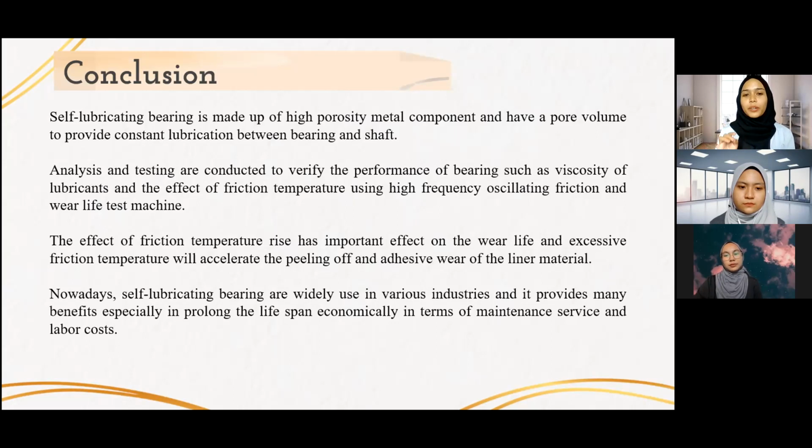Nowadays, self-lubricating bearings are widely used in various industries, and they provide many benefits, especially a prolonged lifespan economically, in terms of maintenance service and labor costs.